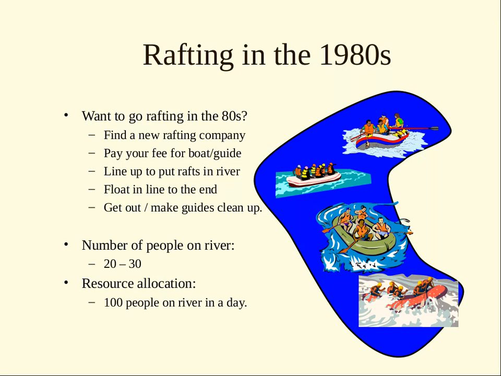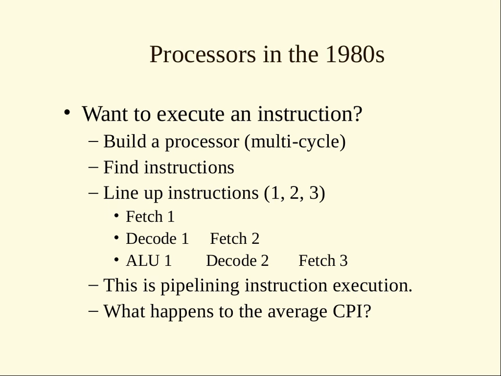Multi-cycle. Apparently this is like the 80s. You find a new rafting company because they're new. Pay your fee for a boat and guide, line up the rafts on the river, float in line to the end, get out, make the guides clean up. So the idea is you might have 20 or 30. You could have 100 people on the river in a day. This was a little more like pipelining, which is what we're talking about. Build a processor, line up the instructions. So you have fetch, decode, fetch.